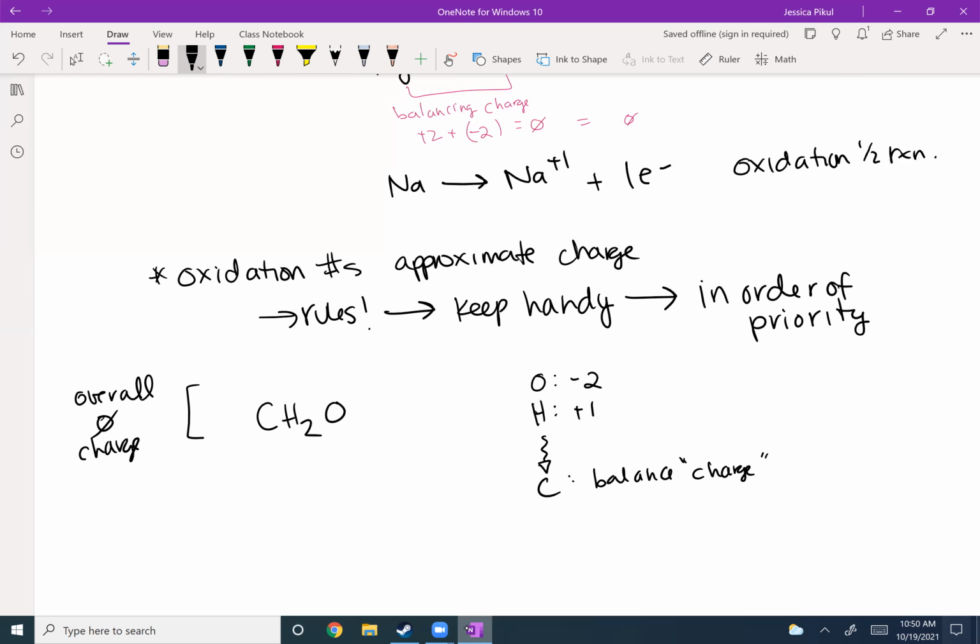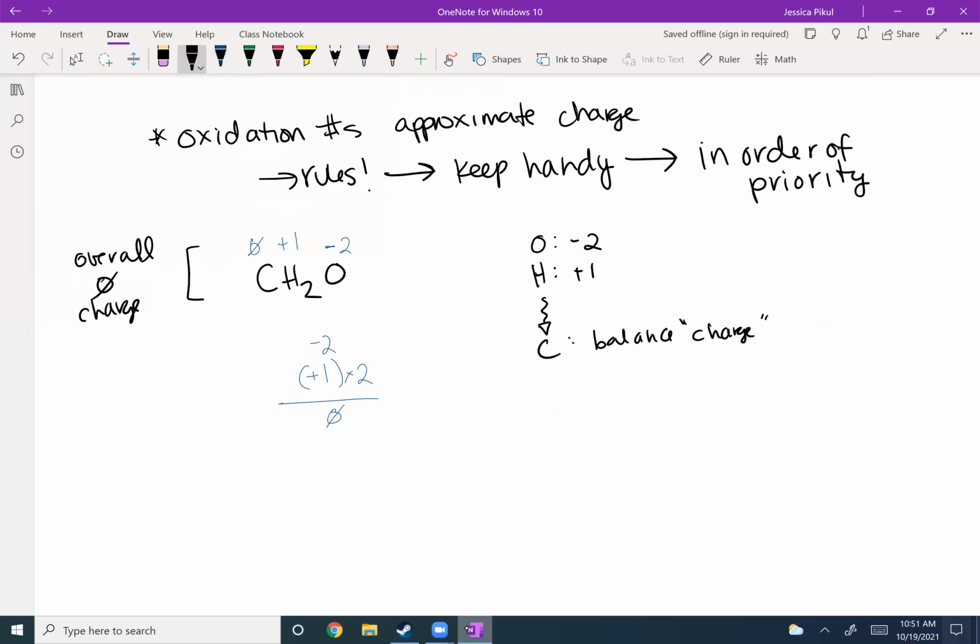It's a neutral molecule. So I'll go through these in order. So first, oxygen will be -2. And then each of my hydrogens will be +1. So at this point, I have -2. And then I have 2 +1s from my hydrogen. So that's +1 times 2. So I'm at 0. So that means my carbon charge is going to be 0 in there. I can do a different one too.